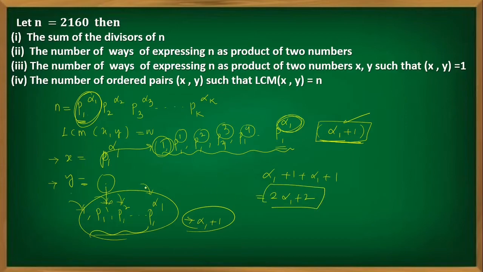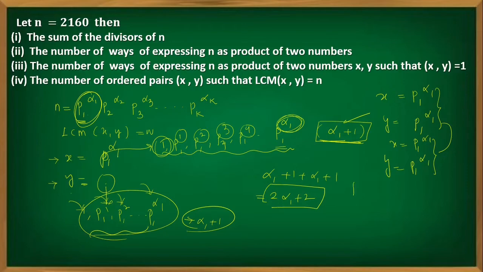But can you observe one thing here? Once again I repeat: whenever you take x equal to p1 to the power of alpha 1, what are the choices you are taking for y? 1, p1, p1 square, up to p1 to the power of alpha 1. In this, if I take p1 to the power of alpha 1, this is counted in x and y. Whenever you take y equal to p1 to the power of alpha 1, x is also p1 to the power of alpha 1. This choice is identical, right? So we are counting this 2 times.